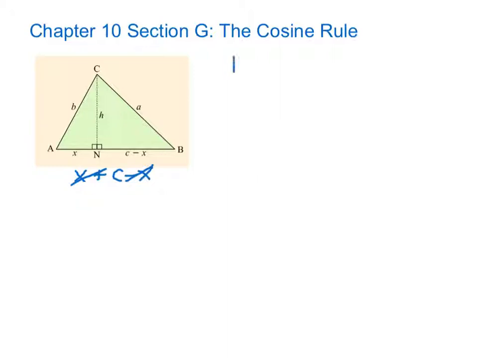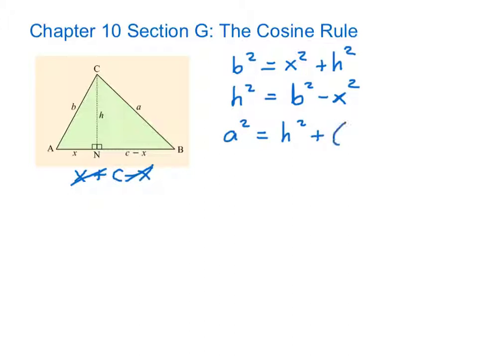Using Pythagorean theorem, we can see that b squared equals x squared plus h squared. With a little bit of rearranging, we see that h squared is equal to b squared minus x squared. Let's take a look at the right triangle now, triangle BCN. Again, using Pythagorean theorem, we see that a squared is equal to h squared plus (c minus x) squared.